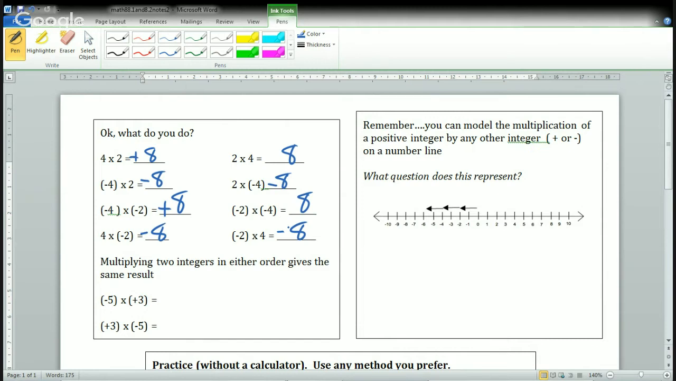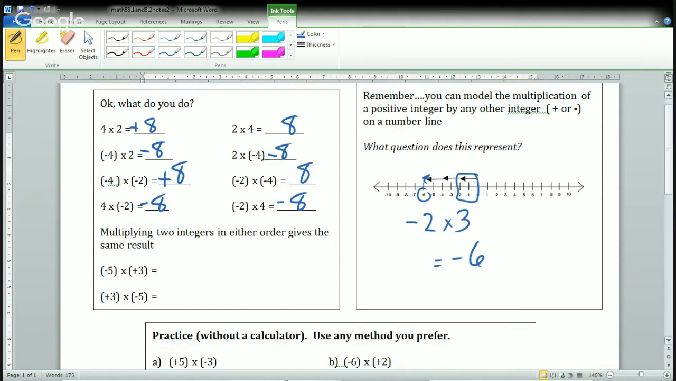Now here, it says, remember, you can model the multiplication of a positive integer by any other integer, positive or negative, on the number line. So we can work the other way. This question, we want to know what multiplication statement it is. One arrow looks like negative 2, and I've got 1, 2, 3, 3 of them. So 3 times negative 2 gets me all the way to negative 6.